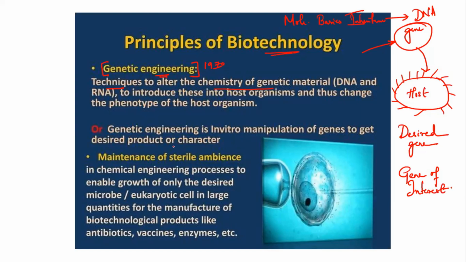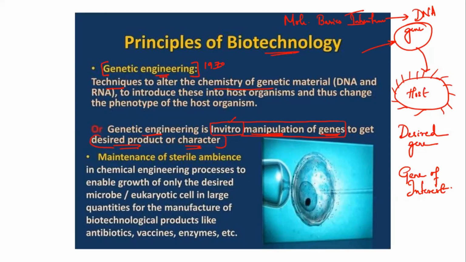So another definition is genetic engineering is in vitro. That is very important. It's not an in vivo process. It is in vitro manipulation of genes to get desired product or character. Simple definition. Genetic engineering is in vitro manipulation of genes. They are manipulating, they are changing, they are altering, manually they are doing it. Okay? To get a desired product or character. That means a phenotype.